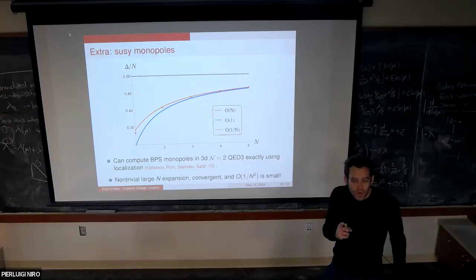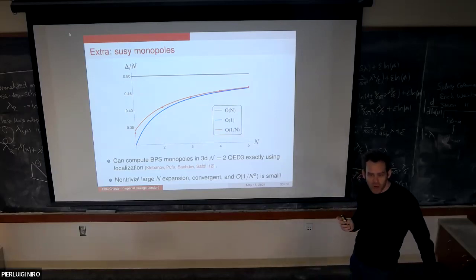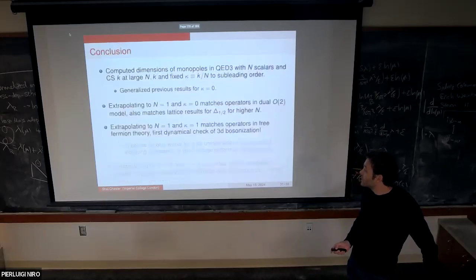And so this, I think, does motivate people to compute the next correction in 1 over N, because I believe the expansion will be convergent, and I believe that you will find that that coefficient is extremely small. And so this would be particularly interesting to do for the case of k equals 0.